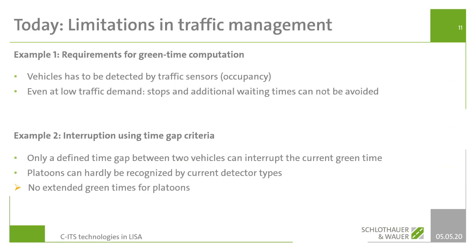The limitations we have today are, in example 1, the requirements of green time. If we have discrete sensors like the induction loops here, we can only measure the occupancy at a specific place. That means even at low traffic demands, stops cannot be totally avoided, and we have additional waiting time here. By using the time gap criteria with discrete detectors, we can only interrupt the green times by measuring a time gap which is over a specific threshold. That means we cannot recognize platoons very precisely, so we cannot extend green times, especially for platoons.